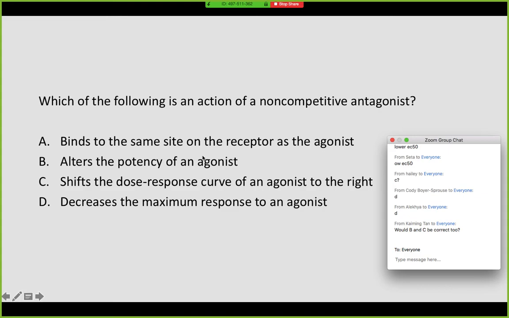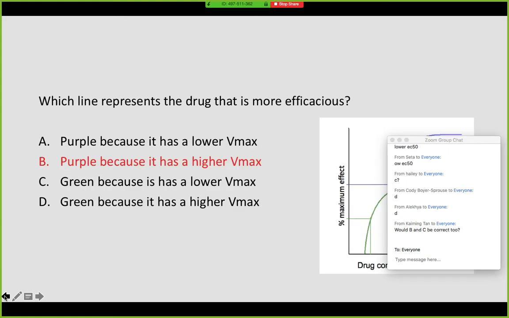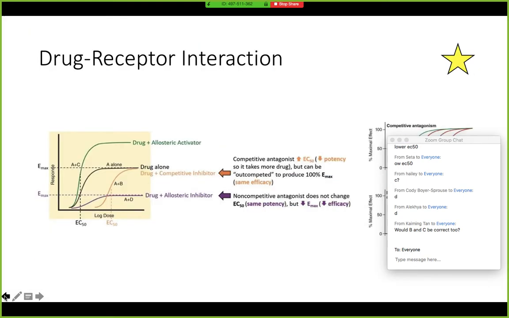Would B and C be correct too? Okay, let me go back to the slide here. Okay. So non-competitive antagonists are not going to change the EC50. So they're going to have the same potency, and they're going to decrease the Emax. So they're decreasing the response to the agonist.